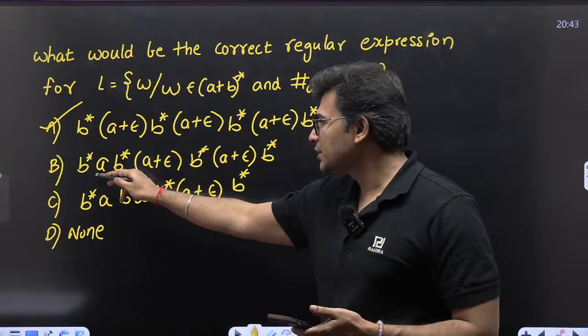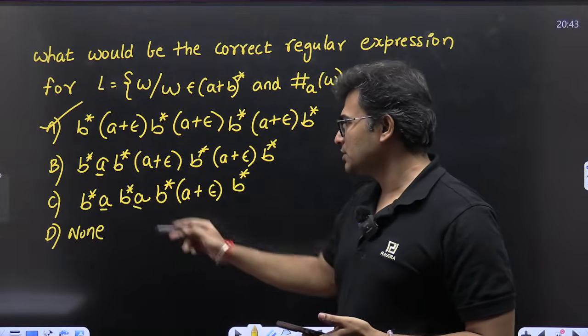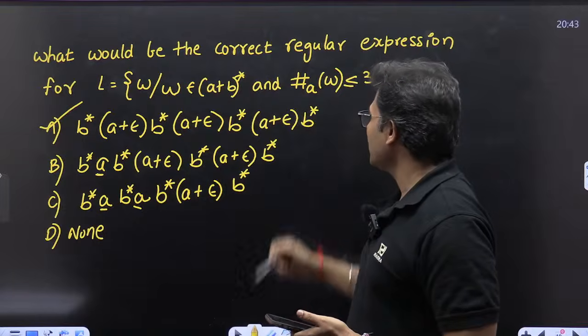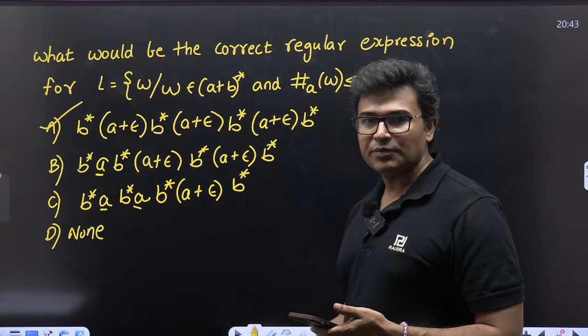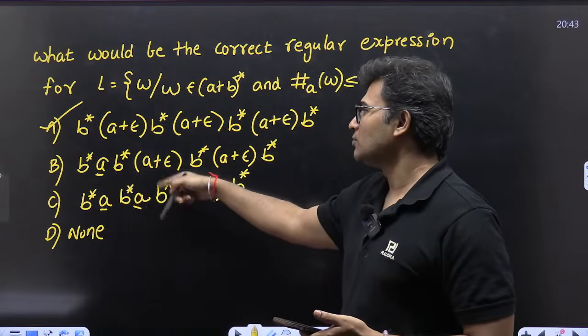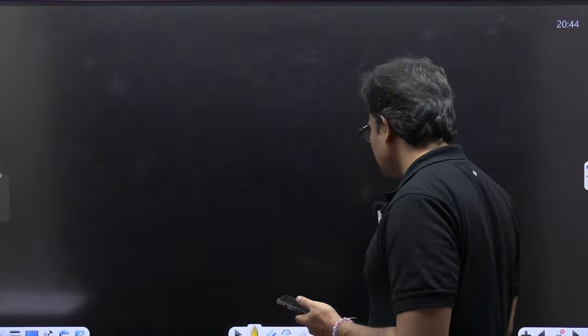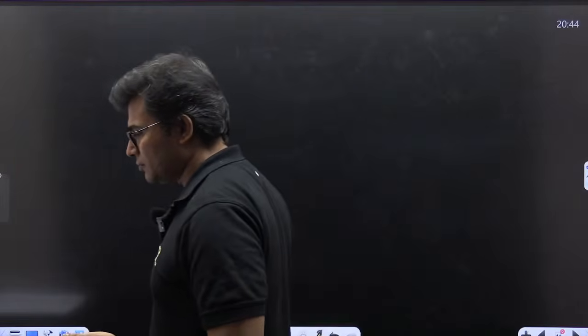The minimum string is A, but epsilon is not there in the language. Here also the minimum string is A. See, if I say number of A's is less than or equal to 3, epsilon should be in the language. Here A is the minimum, here A is the minimum. Both of them are not giving epsilon. Okay. You can eliminate by seeing the epsilon also.